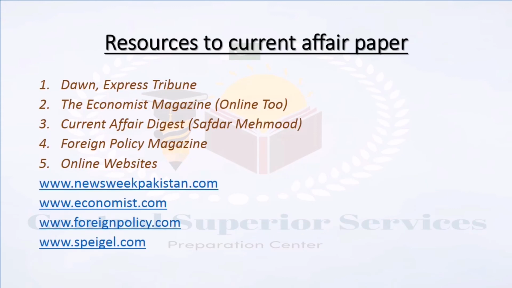Now we are going to discuss the resources for the current affairs paper. Newspapers like Dawn and Express Tribune are the best for current affairs. Also the Weekly Economist, The Economist magazine online, Current Affairs Digest by Safdar Mahmood, and Foreign Policy magazine. You should also check online websites for current affairs like newsweekpakistan.com, economist.com, foreignpolicy.com, and spiegel.de international.